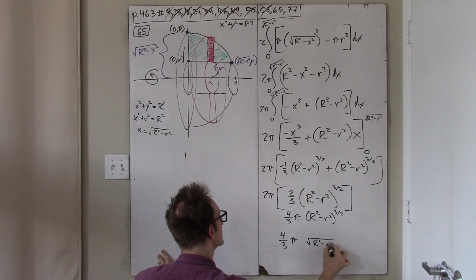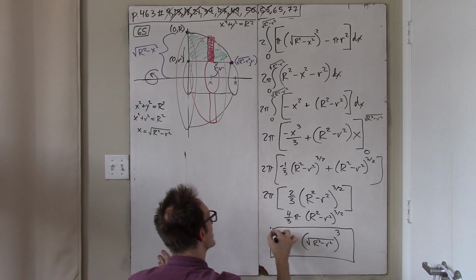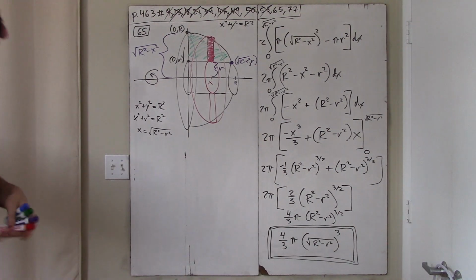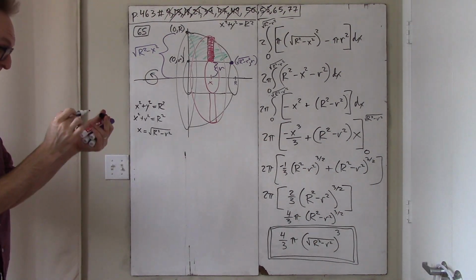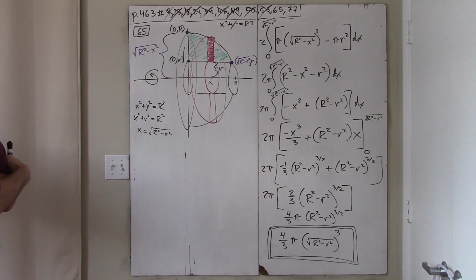Well, if I were to try to extract some sort of meaning out of this problem, I would say that the volume of this bead is equal to the volume of a sphere whose radius is root r squared minus r squared.